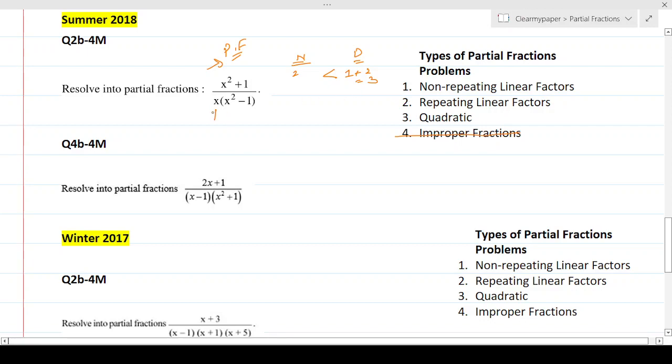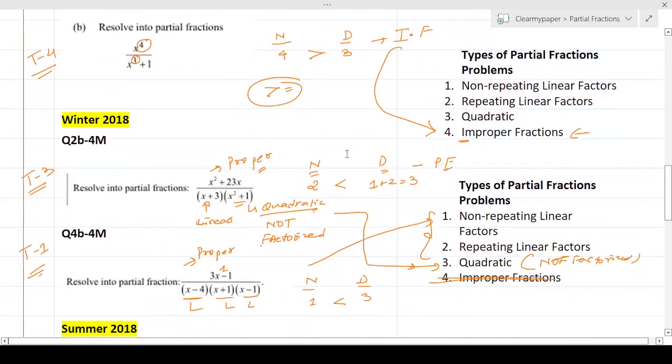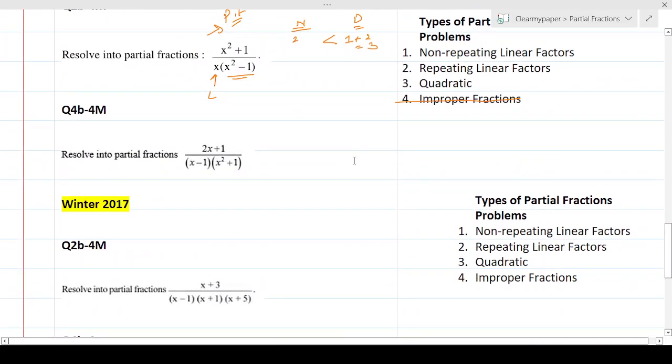The first term is almost linear in nature. X square minus 1, we have already seen in this problem, can be factorized using the identity of a square minus b square. So this denominator can be written with x square minus 1 as x plus 1 and x minus 1, as shown above. Now we have linear, linear, linear, all with degree 1. Is any of the terms repeating? This is x, this is x plus 1, this is x minus 1. None of the terms are repeating. So after we factorize, we have a non-repeating linear factor, and hence this is again a type 1 problem.